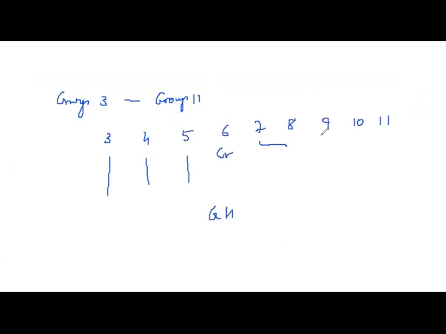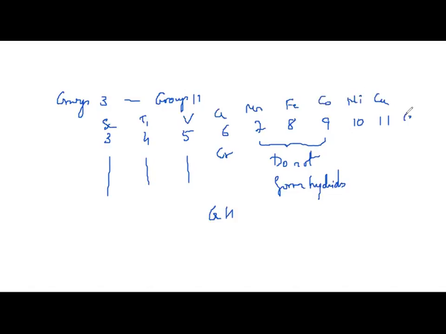So groups 7, 8, 9 do not form hydrides. Which elements? For example, scandium, titanium, vanadium, chromium, manganese, iron, cobalt, nickel, copper, and group 12, zinc. Here, we don't have any hydride of manganese, any hydride of iron, or any hydride of cobalt. So they do not form any hydrides.